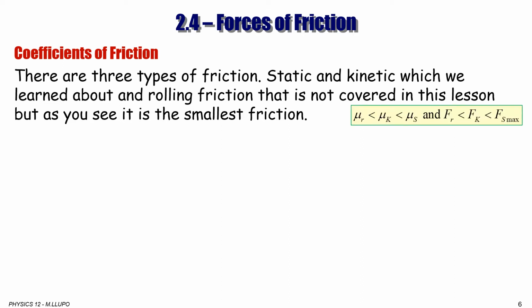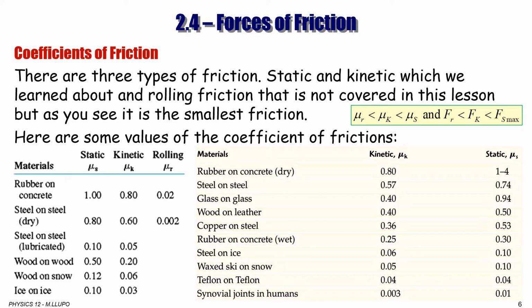So the coefficient of rolling friction is smaller than the coefficient of kinetic friction, and that is smaller than the coefficient of static friction. That makes the force of friction on a rolling motion, rolling friction, less than the kinetic force of friction, and that one actually is less than the maximum static force of friction. So here are some values of coefficient of friction. If you take a look, the static and kinetic coefficients are closer together, but rolling is much, much smaller.